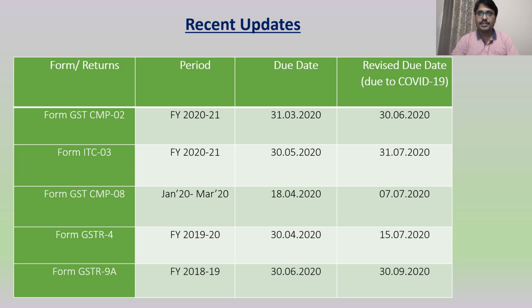Similarly, for Form ITC 03, the revised due date is now 31st July 2020. For last quarter of financial year 1920, Form GST CMP 08 was supposed to be filed by 18th April 2020. However, due to this COVID-19, this due date to file this form has also been revised to 7th of July 2020. Consequently, the due date of Form GSTR 4 for financial year 1920 has also been revised to 15th July 2020 from 30th April 2020.